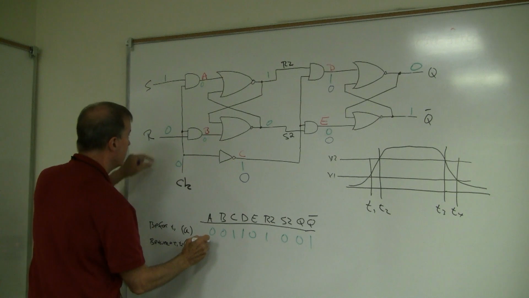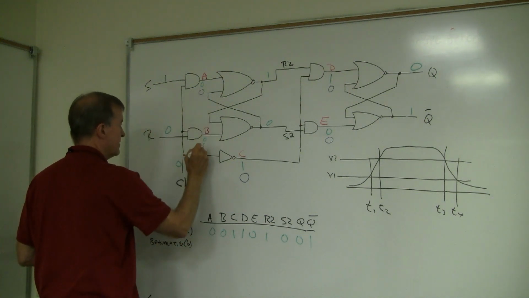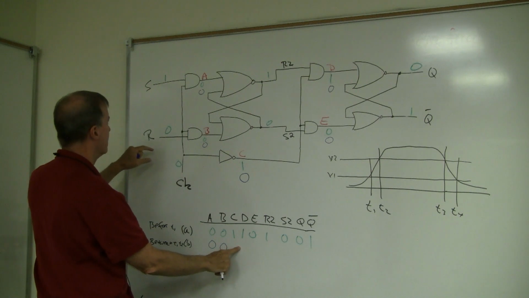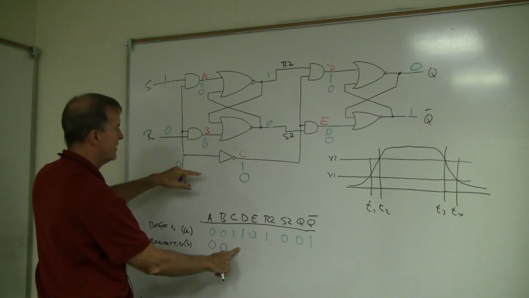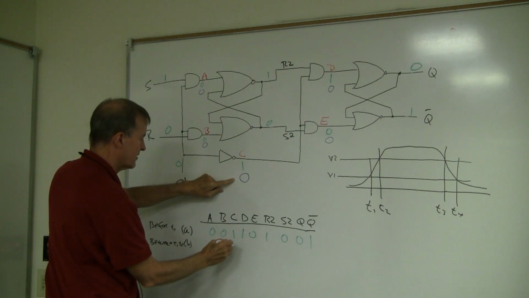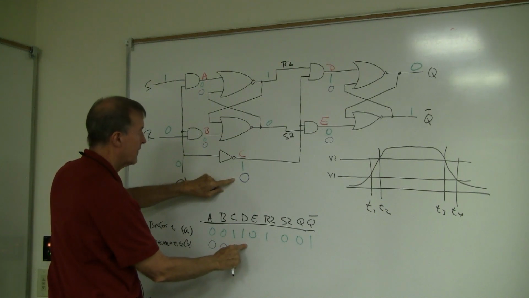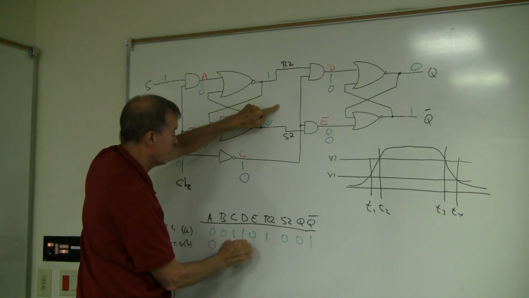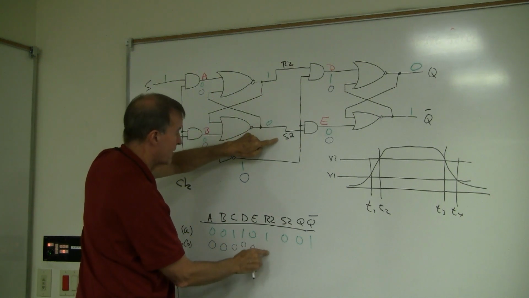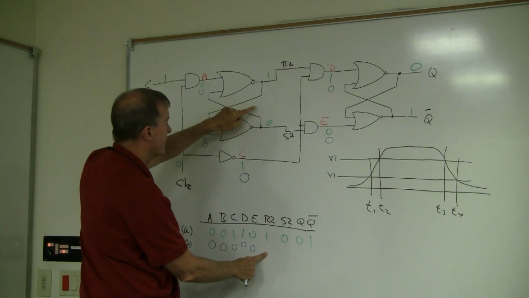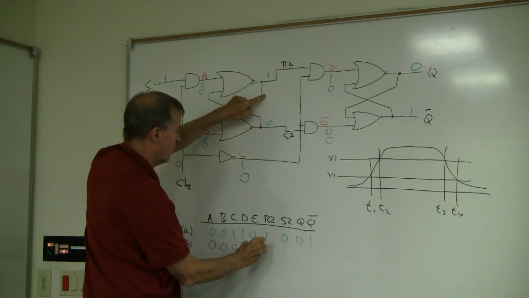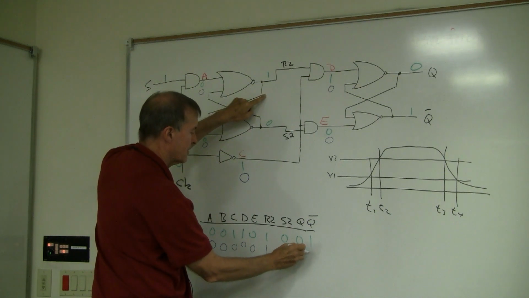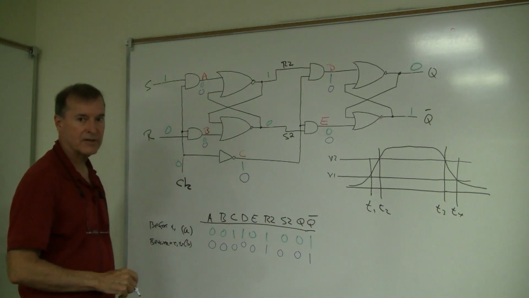So this is going to be 0, 0, and then C and D are what? Where's C and D? C changed to what? 0. D changed to what? 0. E stayed 0, and these stayed 1, 0, and the Q and the Q bar stayed 0, 1. So there you have it for that one.